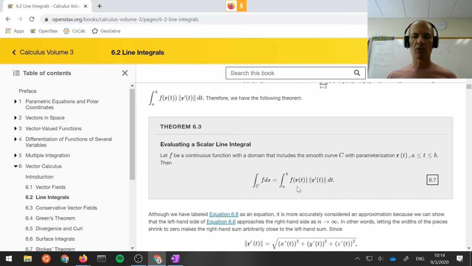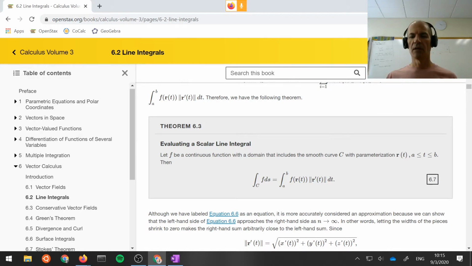You look at the values of f along the curve, you look at the magnitude of the derivative of the parameterization, and you integrate over the parameter range a to b, and that gives you the scalar line integral. Now it's good practice to do a few of these just to get it out of the way, but there are very few applications that use this scalar line integral just on its own.